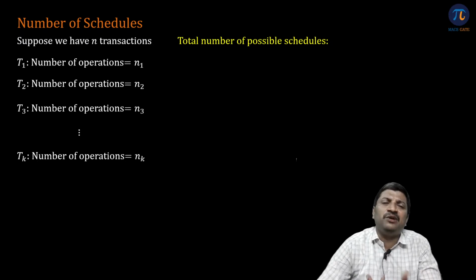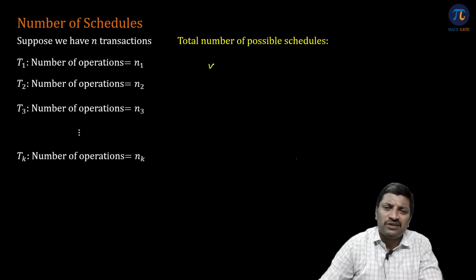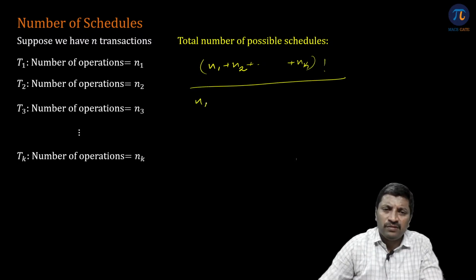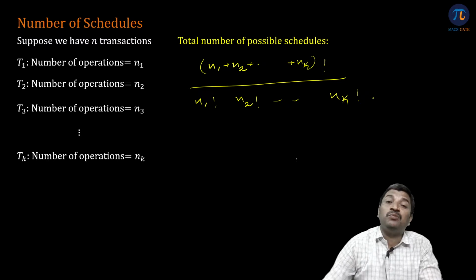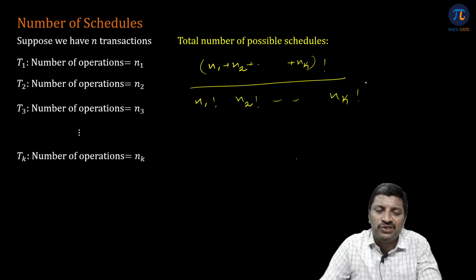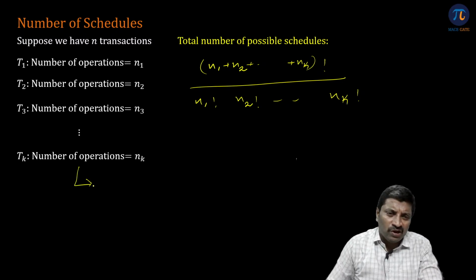Similarly, if we have K number of transactions, the same story. This is the total number of possible schedules. Out of these, some may be concurrent, some may be serial. Hope you know already the number of serial schedules. What is the number of serial schedules for this situation?